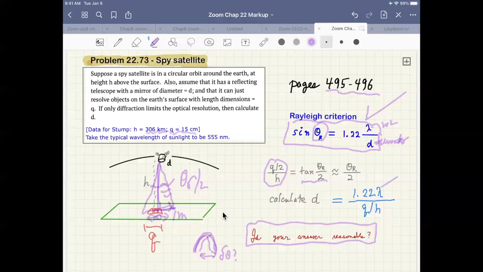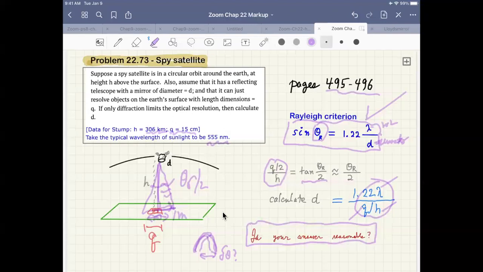Well, lambda is a small number, let's say 555 nanometers. Q is a kind of middle-sized number, 15 centimeters. H is a large number, 300 kilometers. When you combine all these numbers, do you get a number that makes sense? Or is the spy satellite going to have a diameter of 1 kilometer? You know that's not possible. Or can it be as small as 1 centimeter? Well, no, certainly you can't put a 1 centimeter spy satellite up there and expect to resolve everything.